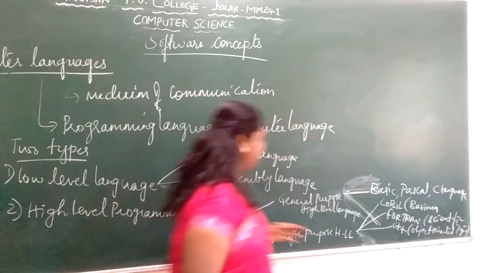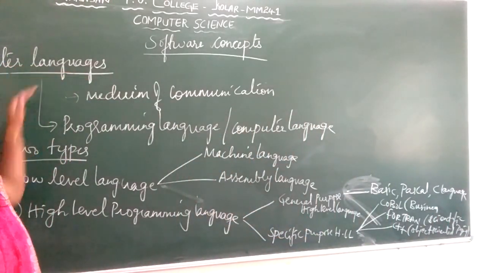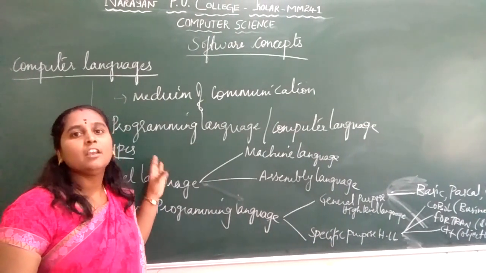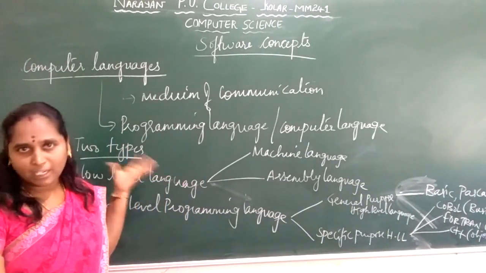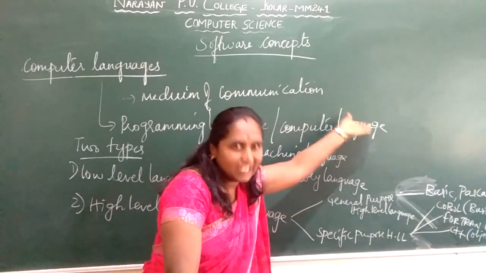See, once again I am explaining to you. What is a computer language? It is nothing but a language, and a language is nothing but a medium of communication. If you want to communicate with a system, you need a language that is understandable by a computer. Such a language we call the programming language or computer language.